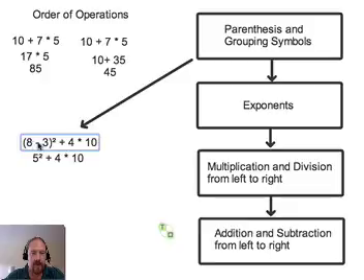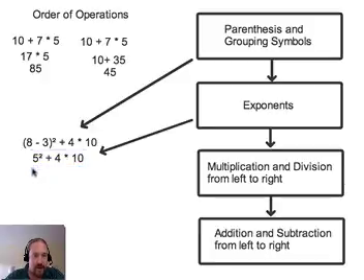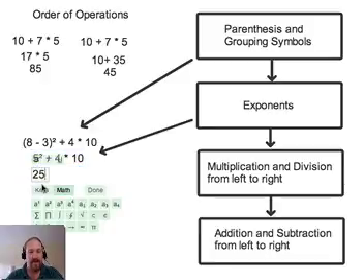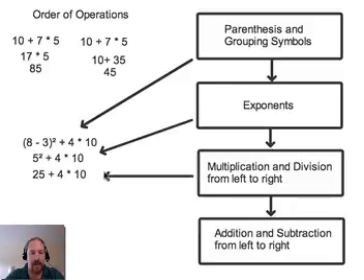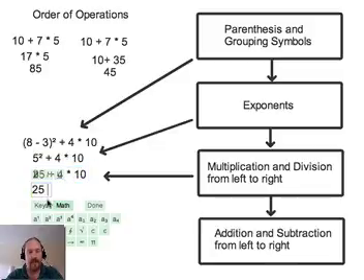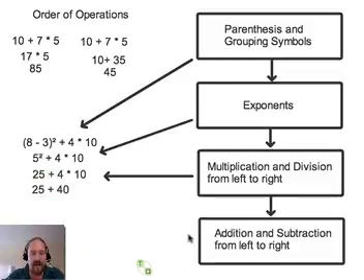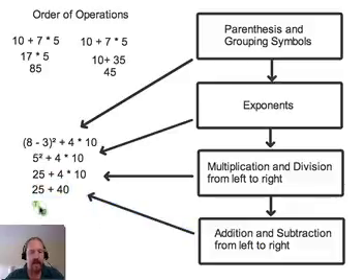So I go ahead and get rid of my parentheses here, and then the next step that I'm going to use is exponents. My exponent here is 5 squared, and of course 5 squared would be 25, and I keep bringing everything else down. Then my next box that I'm going to deal with is multiplication and division. I have one multiplication, so I do 4 times 10, which is 40. So I have 25 plus 40. And then finally I do my addition from left to right. So 25 plus 40 is 65.